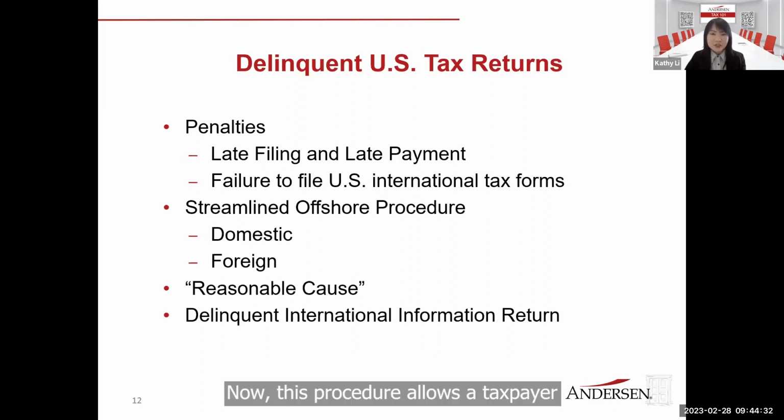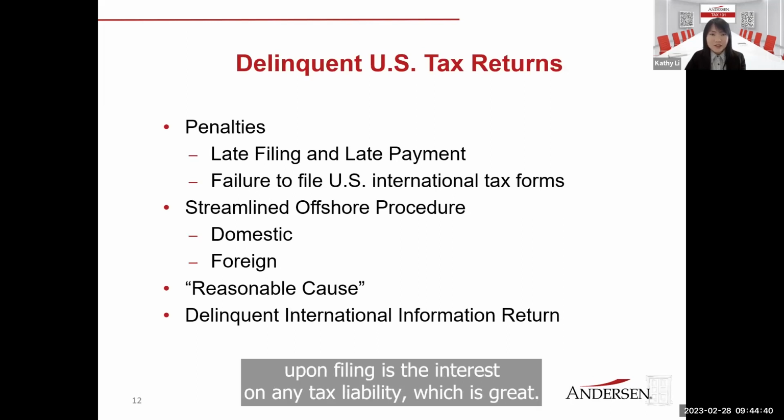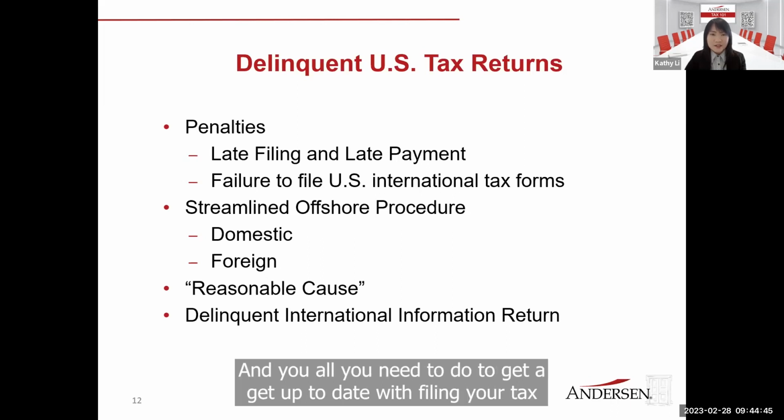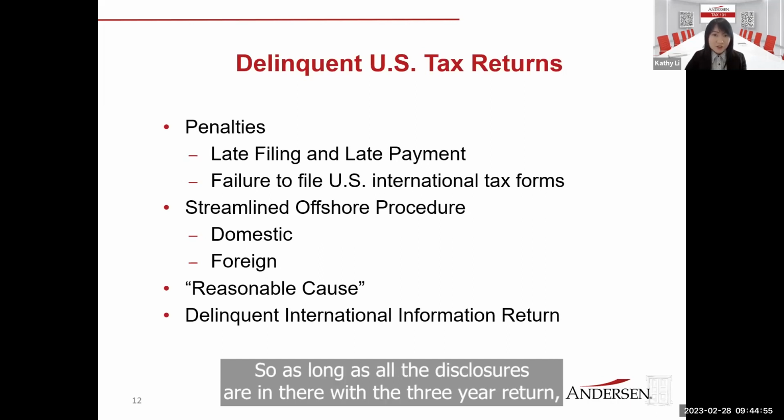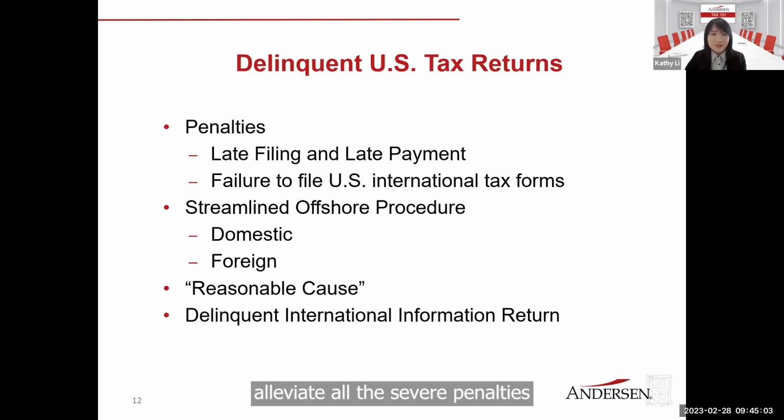Now, this procedure allows a taxpayer to get all penalties waived. So the only thing they'll need to pay upon filing is the interest on any tax liability, which is great. And all you need to do to get up to date with filing your tax returns is to file the last 3 years of returns and also the last 6 years of FBARs. So as long as all the disclosures are in there with the 3-year return, it could really alleviate all the severe penalties that would have otherwise been incurred.